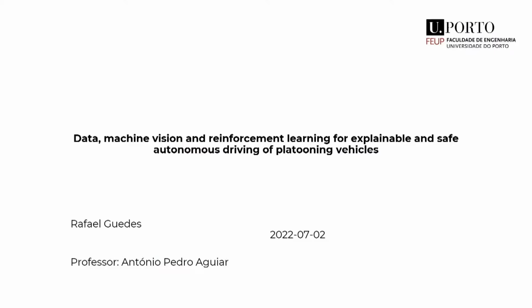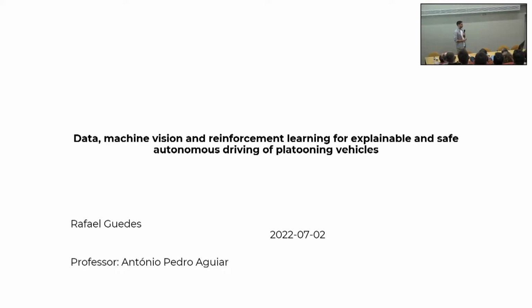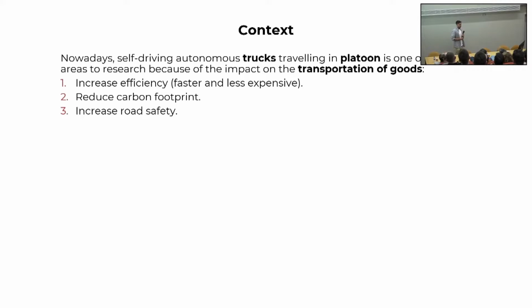So my name is Rafael, and I'm doing the thesis on data, machine vision, and reinforcement learning for explainable and safe autonomous driving of platooning vehicles. So to give you a bit of context why I chose this theme, it is basically because self-driving cars have been really growing in the last few years, and a hot topic is platooning vehicles, because this can have a lot of benefits for logistics and for the supply chain.